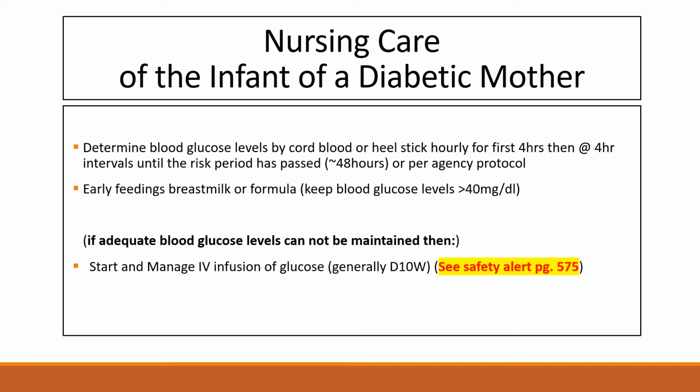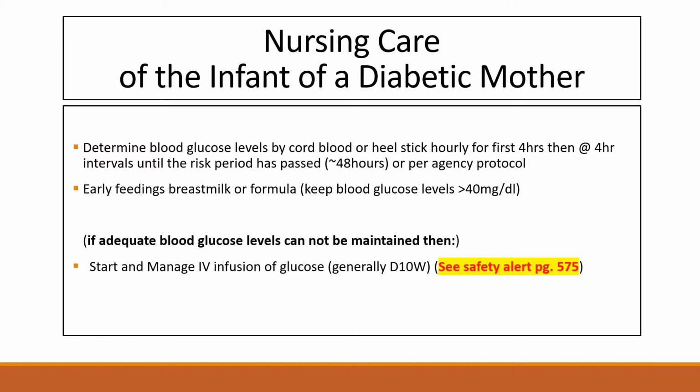So, nursing care of the infant of the diabetic mother, we do want to determine the glucose levels. We can do this by cord blood sampling or by heel stick. Cord blood sampling is the most accurate, but that's immediately after delivery. We do want to know what the baby is doing once the umbilical cord has been cut, so we're going to do that via heel stick. This should be done early for the first 4 hours, and then at every 4 hour intervals until the risk period has passed. This is generally around the 48-hour time frame.